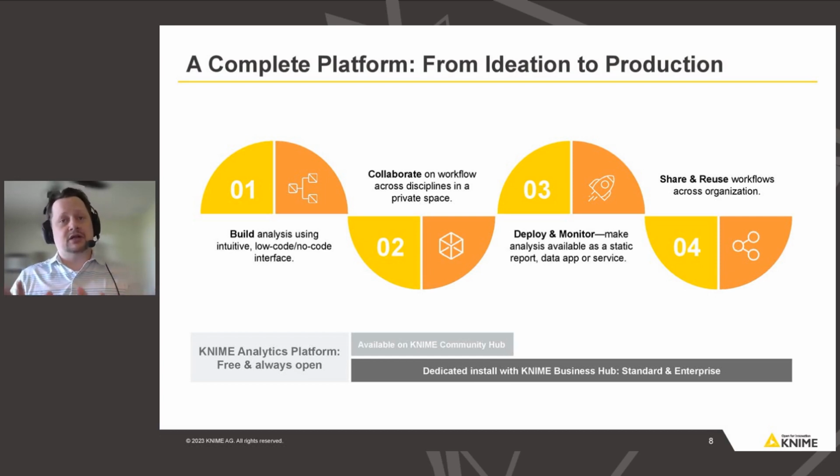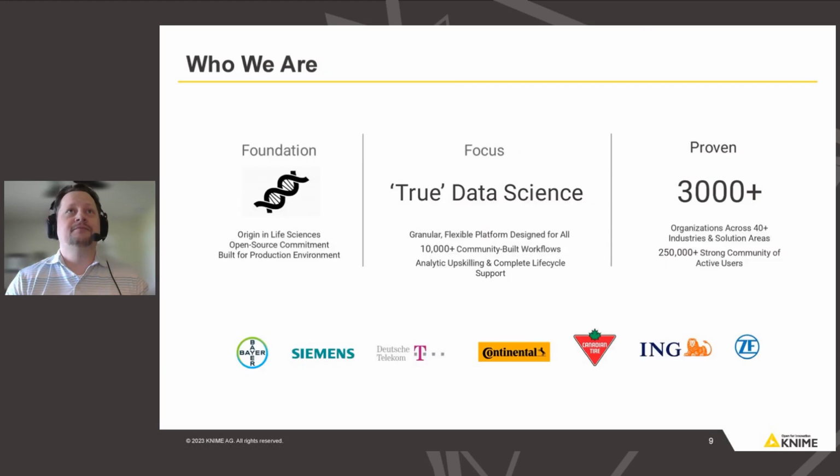Now, there's a lot of other functionality that we offer in the software having to do with collaboration on different workflows, deploying and monitoring of models, data apps, reports you may make, and then sharing and reusing workflows across your team and your organization. That's supported by our enterprise products, the KNIME Business Hub Standard and Enterprise. We won't really be talking about those too much today, but of course, if you're interested in that, we have lots of other material we'd be happy to share with you about it.